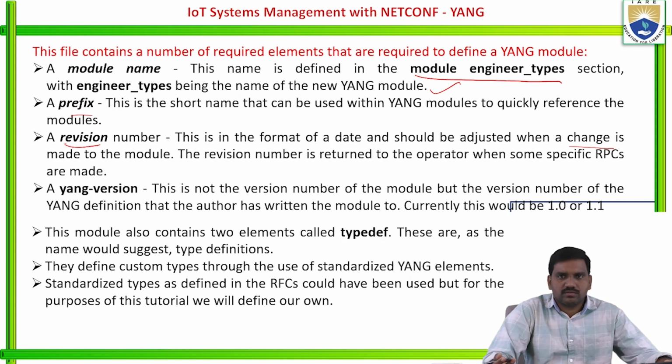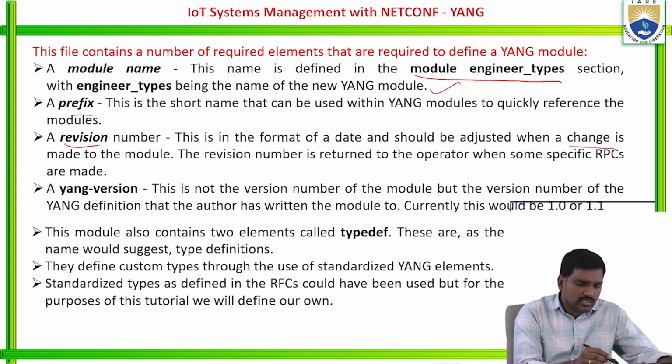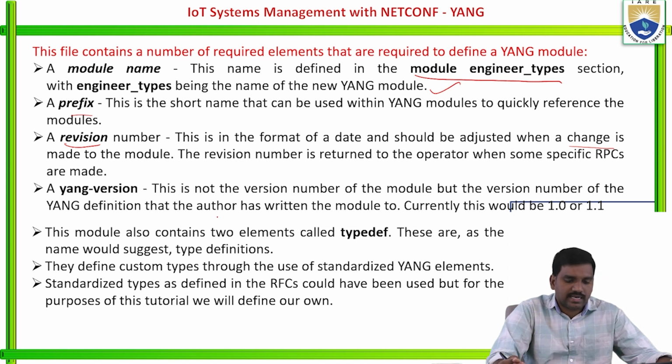Next, the version. We are using version 1.1 of YANG. This is not the version of the module but the version number of the YANG definition that the author has written the module to. Currently this would be 1.0 to 1.1.